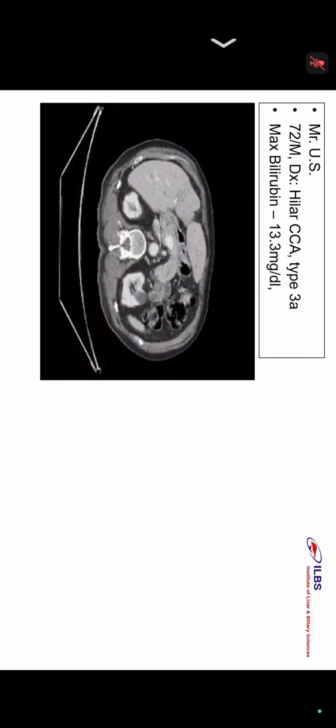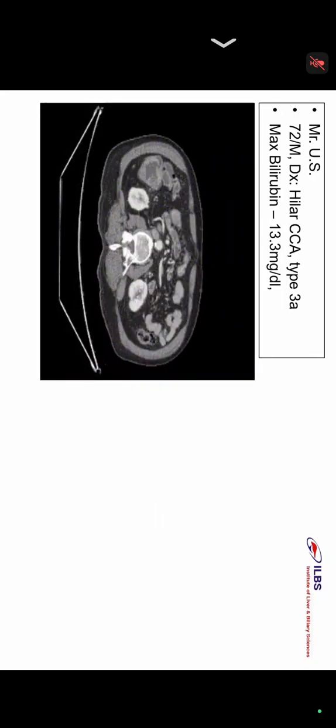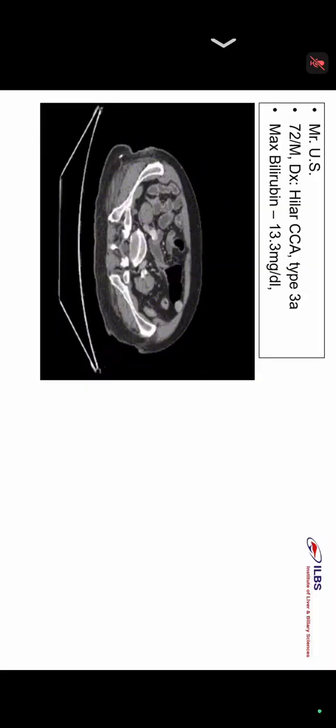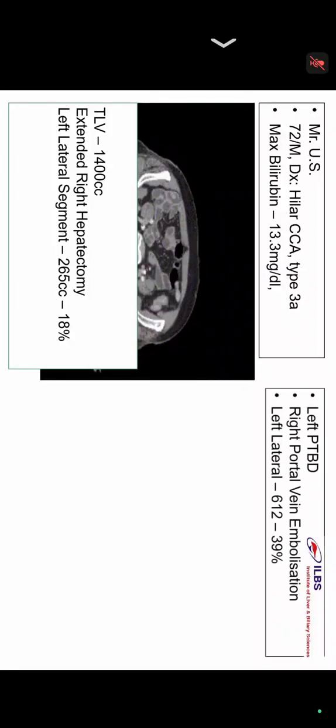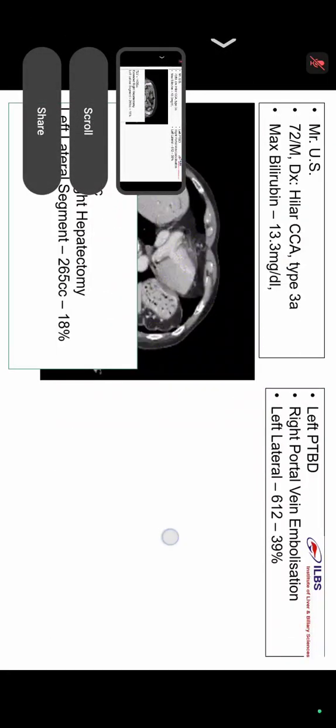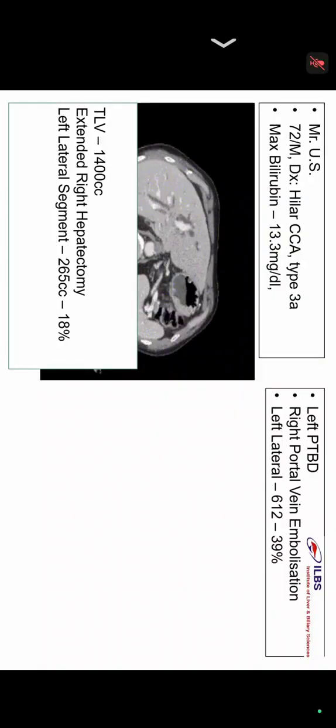So this is a 72-year-old with cholangiocarcinoma type 3A. Maximum bilirubin was 30, and her total liver volume was 1400. She was planned to have an extended right hepatectomy. Left lateral segment was 265, that was 18%. So we did a left PTBD and right portal vein embolization.